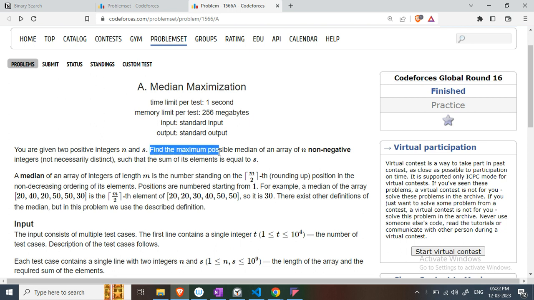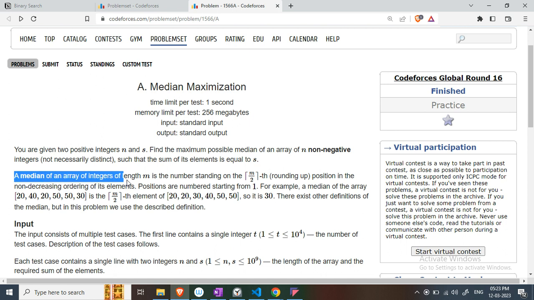Now, what we have to do is find the maximum possible median of an array of n non-negative integers, not necessarily distinct. It means that among the n non-negative integers, the numbers can be the same, such that the sum of its elements is equal to s. So the n elements that we choose must have a sum equal to s.